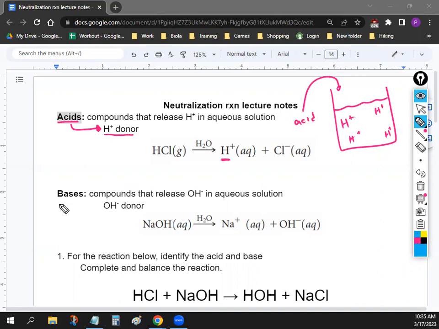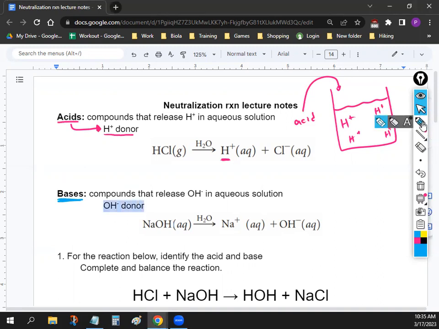The other kind of compound is called a base, okay? Bases. Okay, and bases, you can kind of think of them as opposites of acids. Okay, and what bases do is they give off OH minus. So they release OH minus inside of a solution.